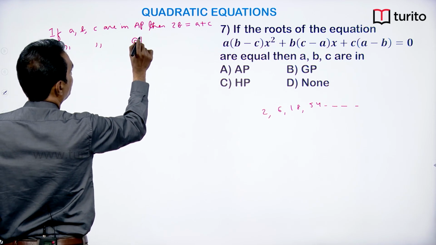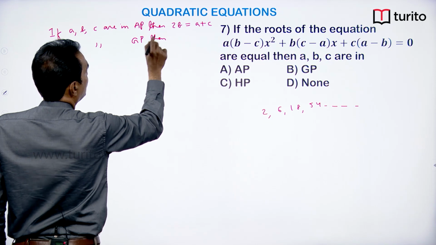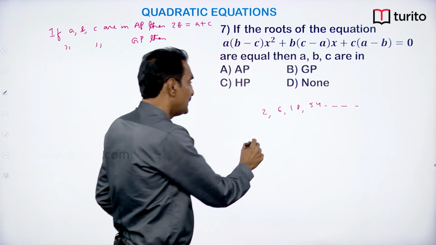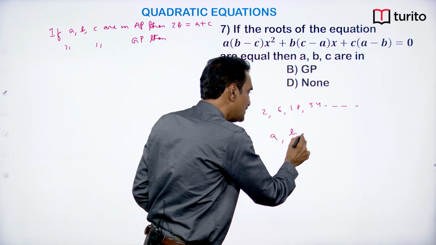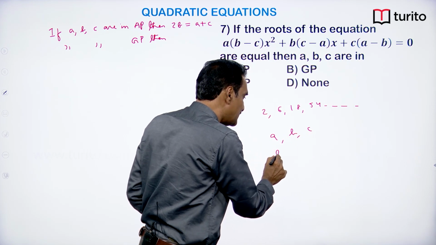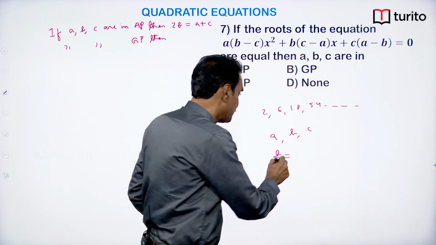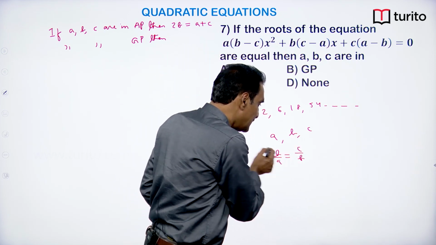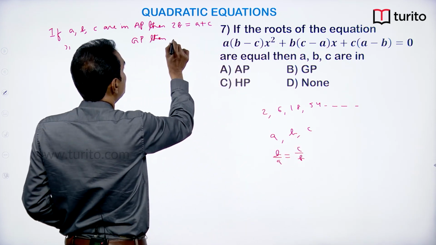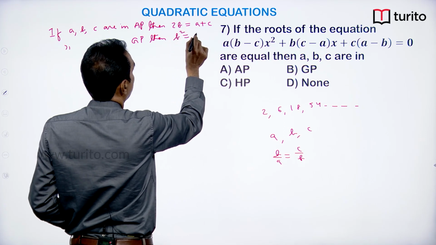Now, if A, B, C are in GP, then what is the condition? If A, B, C are in GP, ratio of B and A, that is B by A, should be equal to ratio of C and B, C by B. Then cross multiplying, you will get the condition B square is equal to AC.